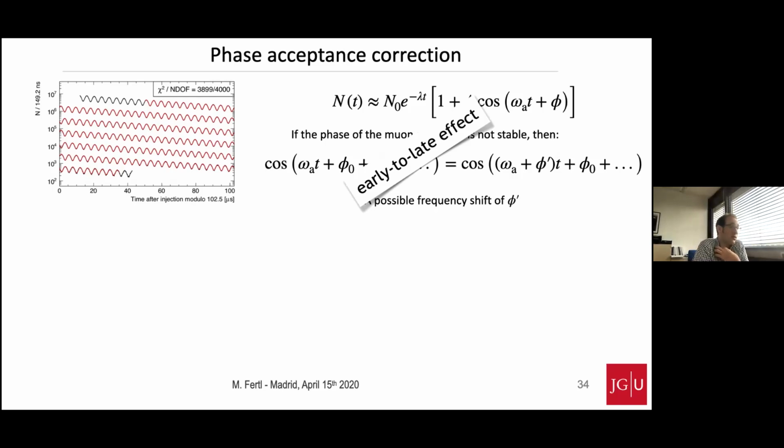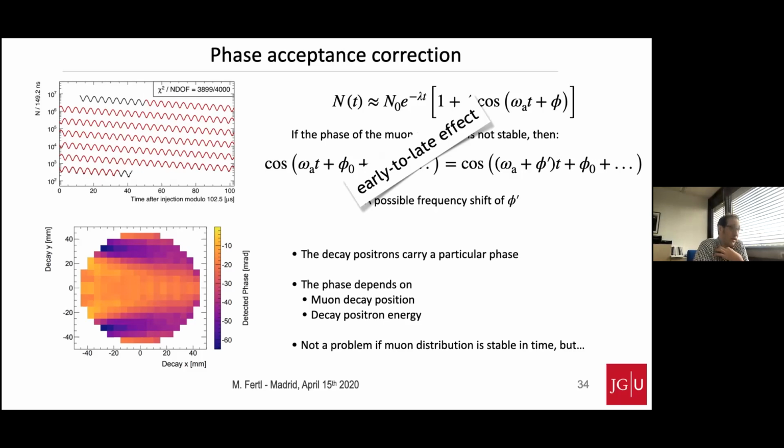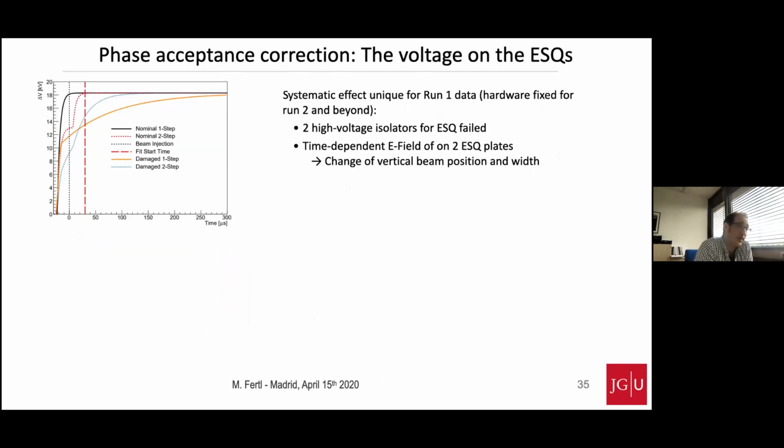The initial phase of the muon ensemble, and the one that you detect in your calorimeters, depends on the decay position of the muons, and then also the decay positron energy. And we have extensive simulation of these properties in the whole experiment. And as I mentioned before, it's not a problem if the muon distribution is stable in time. But actually in run 1, we had a challenge or an issue that on 2 of the 32 electrostatic quadrupole plates, the high voltage resistors failed.